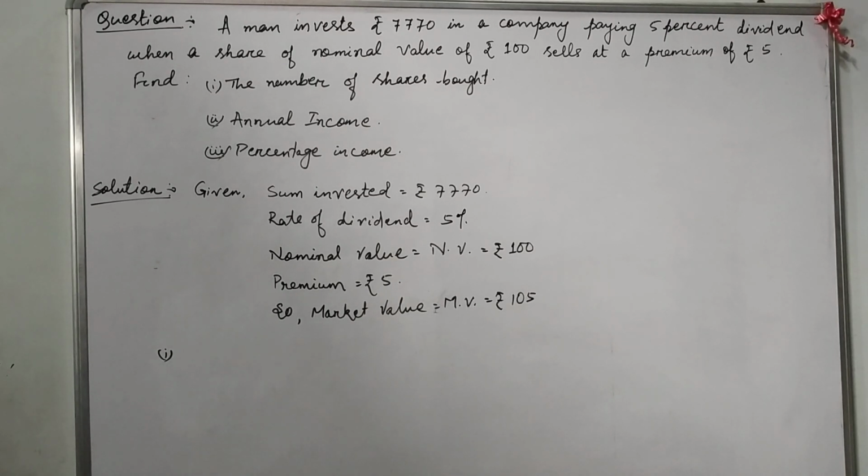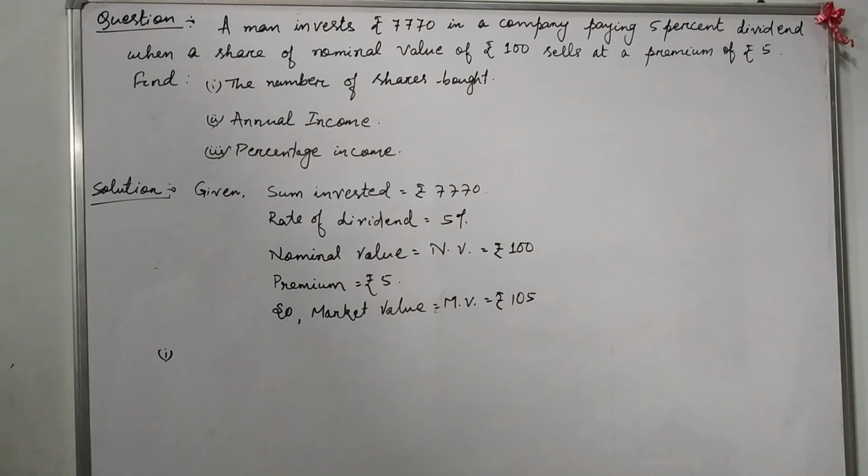So as you can see here, the question is: a man invests rupees 7,770 in a company paying 5% dividend, when a share of nominal value of rupees 100 sells at a premium of rupees 5. Find the number of shares bought, annual income and percentage income.